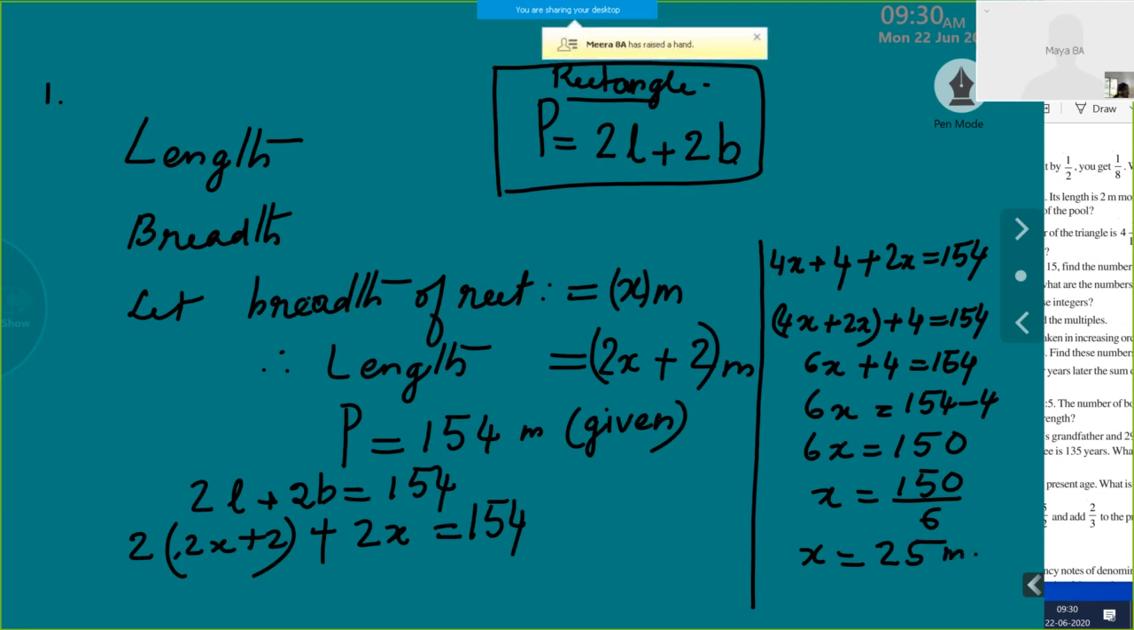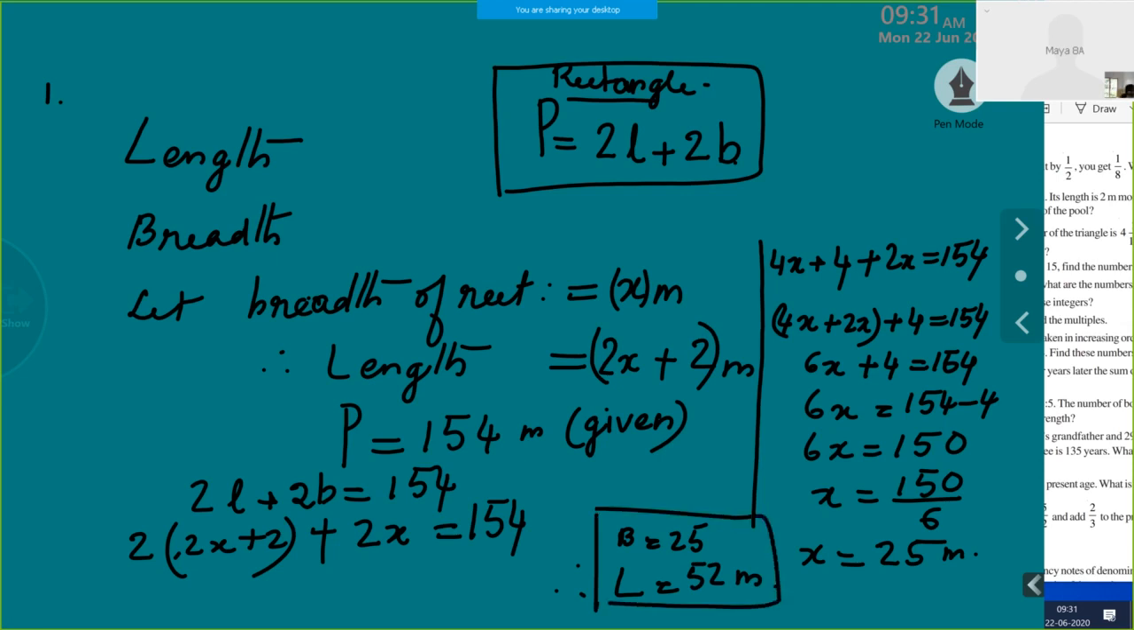Write with the unit. So it is 25 meter. At the end you write, therefore, what is the length going to be? This is breadth, okay? Breadth is going to be 25 and length is going to be 2 more than twice, right? So twice of 25 is 50, 50 plus 2, 52. This is length and breadth.